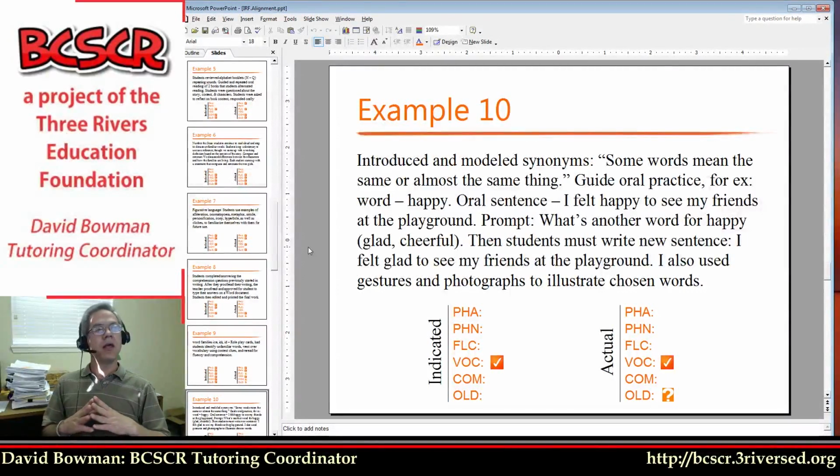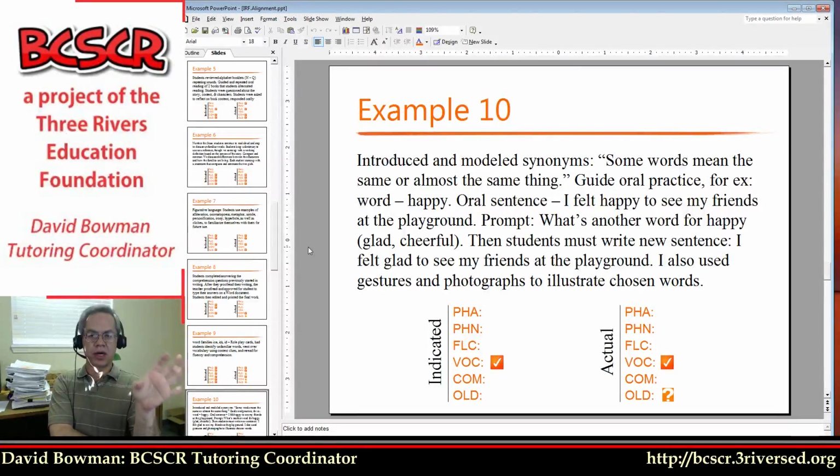Example 10. Introduced and modeled synonyms. Some words mean the same or almost the same thing. Guide oral practice, for example, word happy. Oral sentence, I felt happy to see my friends at the playground. Okay, a prompt. What's another word for happy? Glad, cheerful. Then students must write a new sentence. And I'm assuming this is an example. I felt glad to see my friends at the playground. I also used gestures and photographs to illustrate chosen words.